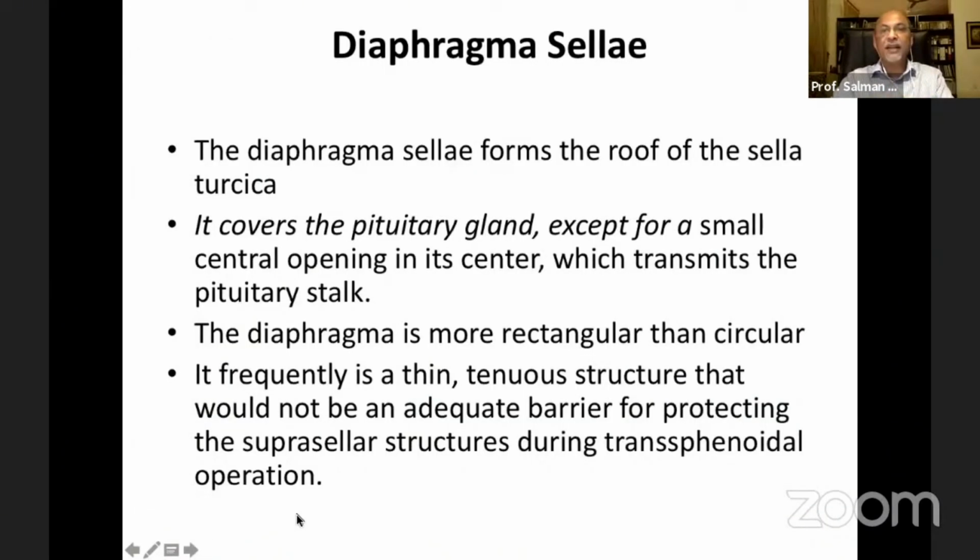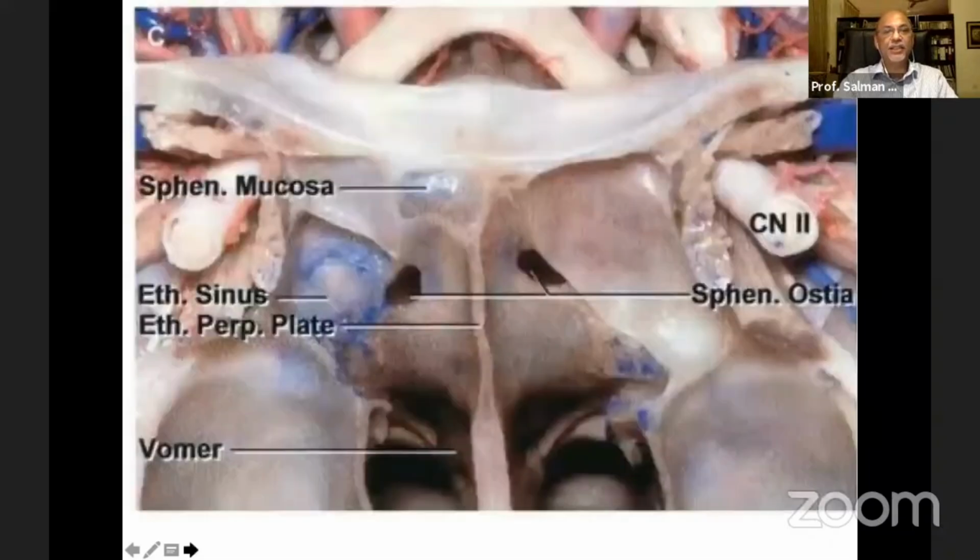The diaphragma sellae forms the roof of the sella turcica, and I had shown this earlier as well. It covers the pituitary gland except for a small central portion, which transmits the pituitary stalk. The diaphragm is more rectangular than circular. It frequently is a thin, tenacious structure that would be an adequate barrier for protecting the suprasellar structures during transsphenoidal operation. So you have to be careful, because it is a really thin and really tenacious structure.